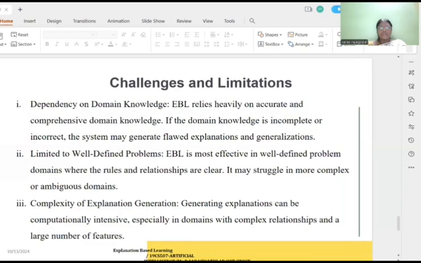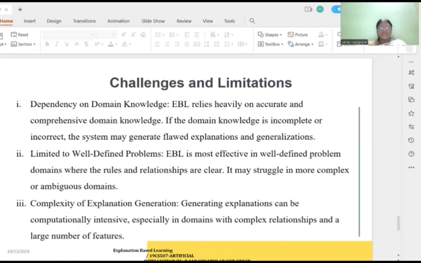These are some of the challenges and limitations in EBL. It depends heavily on accurate and comprehensive domain knowledge. If the domain knowledge is incomplete or incorrect, the system may generate flawed explanations and generalizations. It's limited to well-defined problems. EBL is most effective in well-defined problem domains, where the rules and relationships are clear. It may struggle in more complex or ambiguous domains.